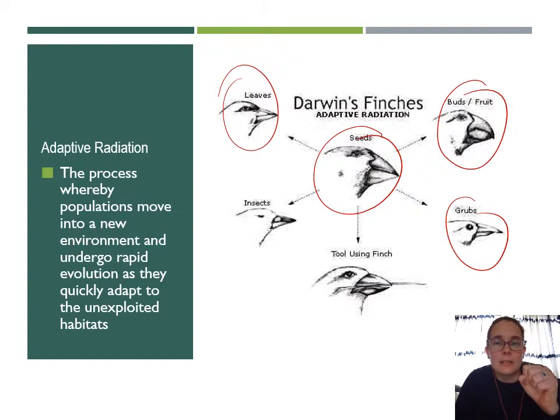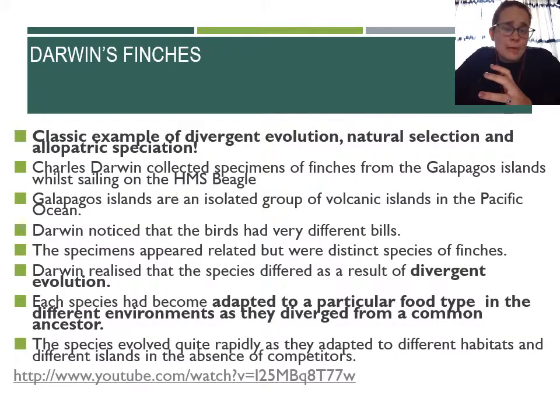So one common ancestor, with different selection pressures on the different finches, creates all the different bird beaks that you see here. This here just provides you with a little bit more information about Darwin's finches, so feel free to hit pause and have a good read. The key thing to know is this is something that was proposed by Charles Darwin, and it is a very classical example of natural selection or allopatric speciation, so creating new species, and divergent evolution here as well.